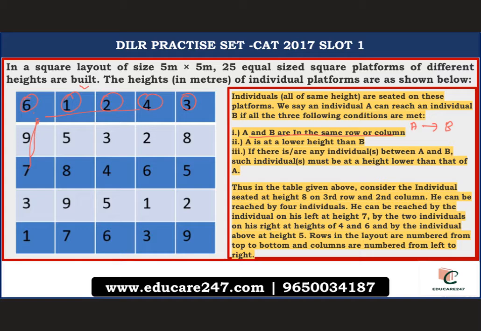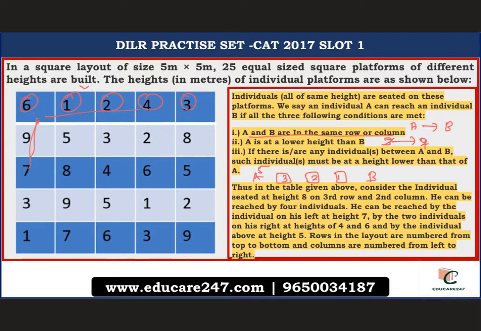A is at a lower height than B. So let's suppose the height of A is 3 and the height of B is 4, then A can reach. If this would have been 2, A could not have reached B. If there is any individual between A and B, such individual must be at a height lower than that of A. So let's suppose this is A, this is B. The height of A is 5. So basically everyone between A and B should be at a height lesser than that of A, like 3, 2, 1, then only A can reach B.